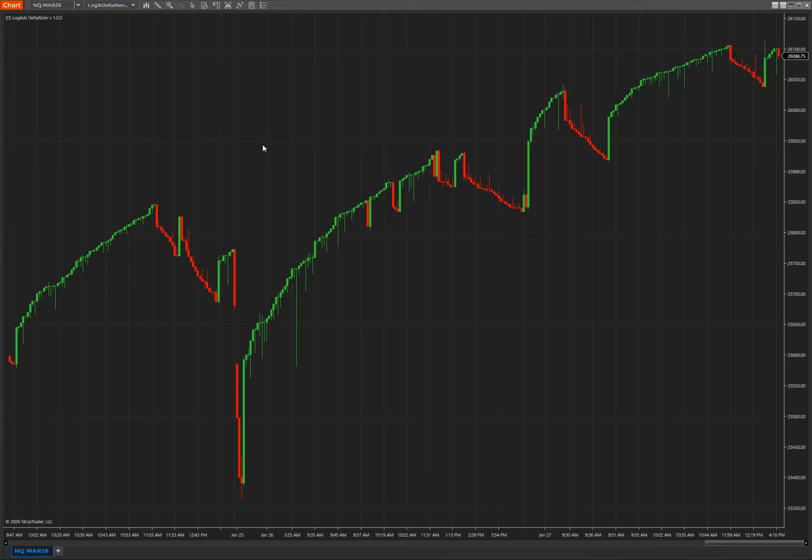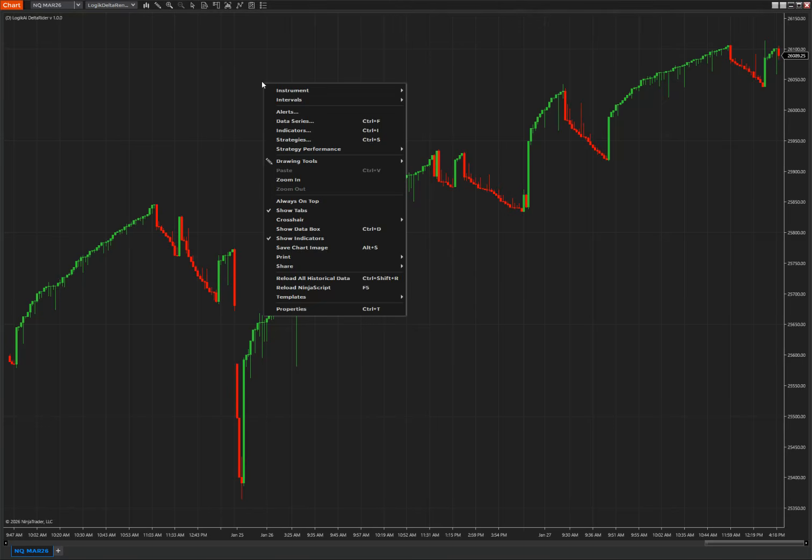The main difference between the two is the algorithm that determines the signal to enter, and the rest of the framework is the same between the two of them. That is where the stop is calculated, how the targets are generated, and how the trail is done as well.